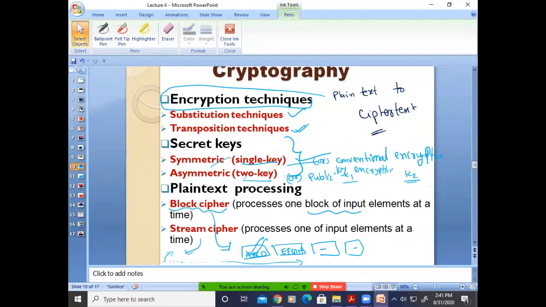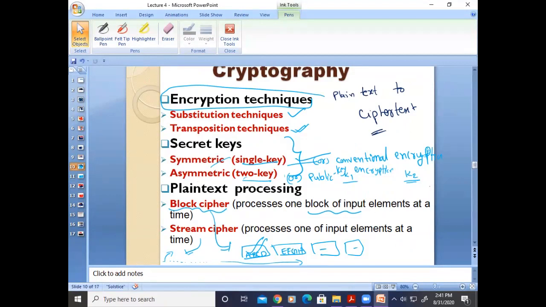Then what is cryptography? What are the 3 dimensions? One is encryption techniques. In these, 2 different techniques are there: substitution techniques and transposition techniques. Substitution technique means every element will be replaced by a different element. Transposition means rearranging the plain text.